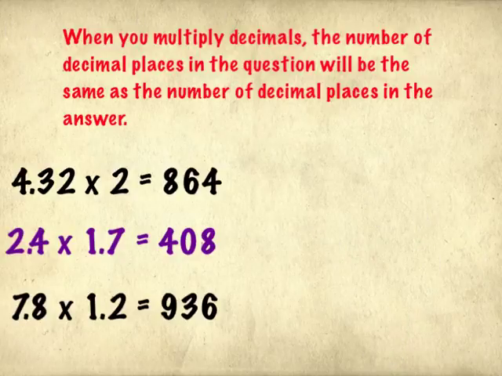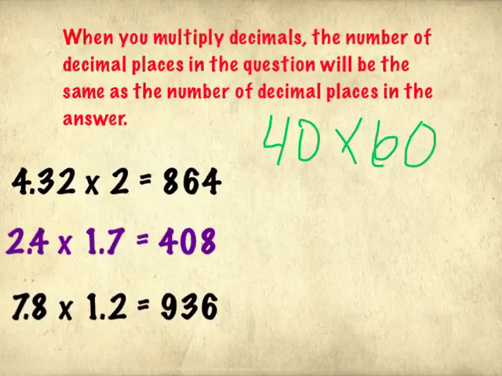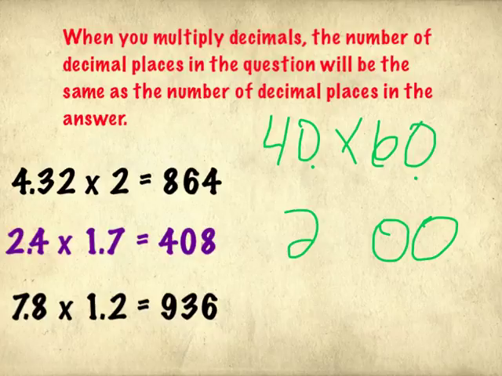The important thing to remember is that when you multiply decimals, the number of decimal places in the question will be the same as the number of decimal places in the answer. It's just like when you multiply zeros. We've talked before about how if you're multiplying, say, 40 times 60, there are 2 zeros in the question, so there will be 2 zeros in the answer, and then 4 times 6 is 24. It's the same thing here.